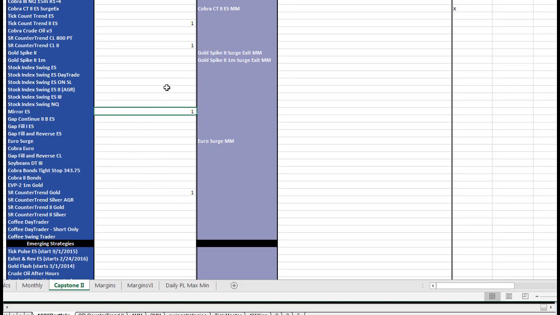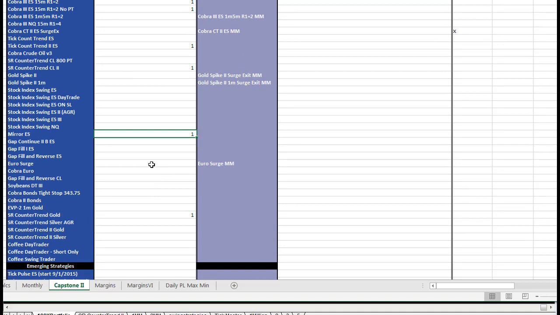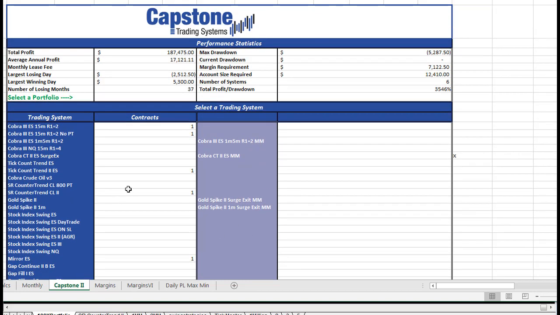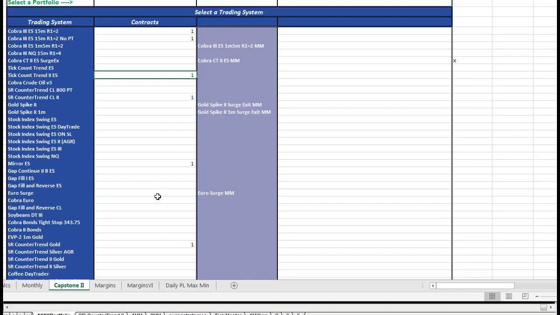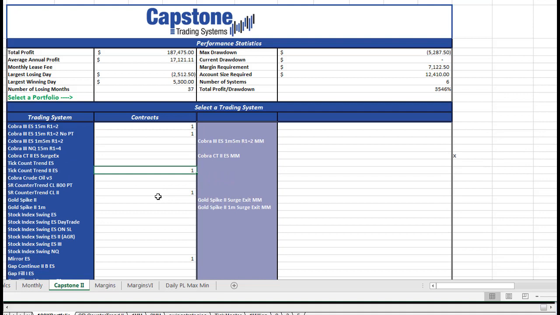So there's actually 2. These already trade in the 100K, and so we're basically trading 4 E-mini S&P strategies, and then 1 crude oil, SR counter trend crude oil 2, and SR counter trend gold. And so 6 strategies, low frequency for the most part. Tick count trend 2 has traded quite a bit this month, and so if you don't want to trade that, you don't have to. If you want to trade what you already have, you can.